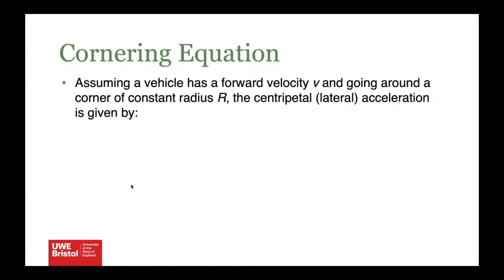Okay, so the equation. Assuming a vehicle has a forward velocity v and is going around a corner of constant radius, the lateral acceleration, the centripetal acceleration, is given by v squared upon r. You may have seen that back in level 1 dynamics. That's known as the lateral acceleration. It's a function of the forward velocity and the radius of the corner. And clearly, if you double the forward velocity, your lateral acceleration will go up by 4 because it's a squared term.